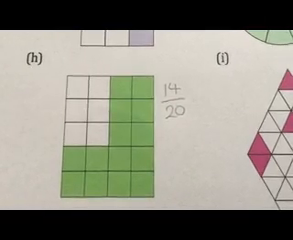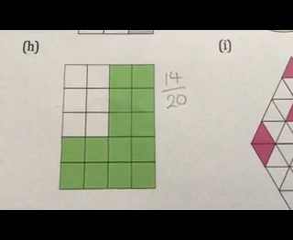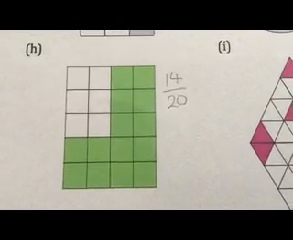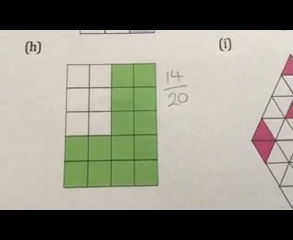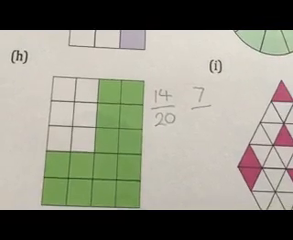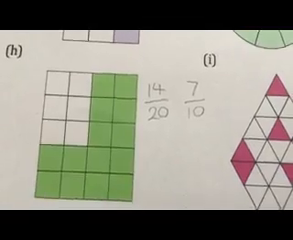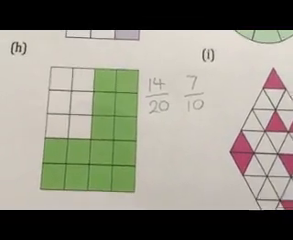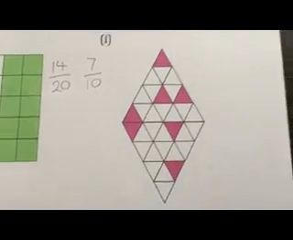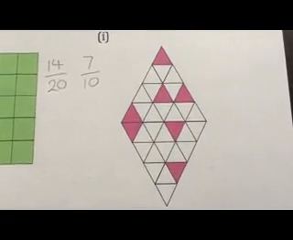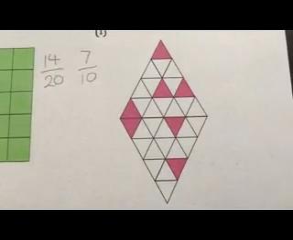Again, you could write an equivalent fraction for this. As I said, you will be doing more of this in P5. So for example, 14 divided by 2 is 7 and 20 divided by 2 gives you 10. So you can also write it as 7/10. Last example I'm going to give you is quite a crazy shape. Okay, so be careful counting all those pieces.